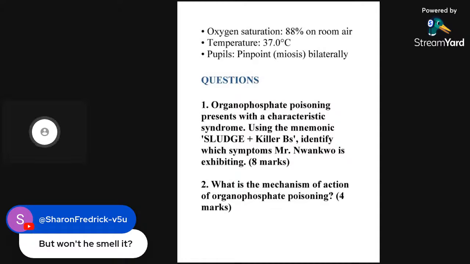Okay, somebody is asking about killer Bs. Killer Bs is just bronchospasm and bradycardia. Bronchospasm and bradycardia, that's the killer Bs. Those are the things that will eventually kill the patient. So it is what's happening in SLUDGE that eventually leads to bronchospasm and bradycardia. So I've commented it in the comment section. We will see it now.